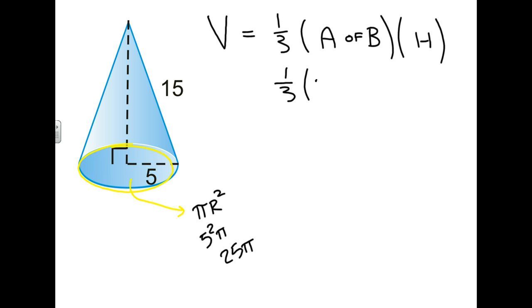So 1/3 times 25 times pi times the height, which is 15. Ooh, I don't know. Is that the slant height or is that the regular height? Let's go back to the other problems for a minute.